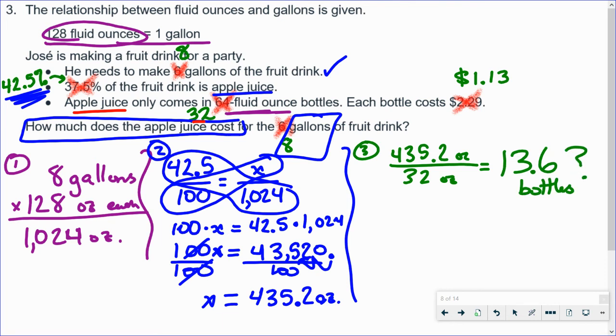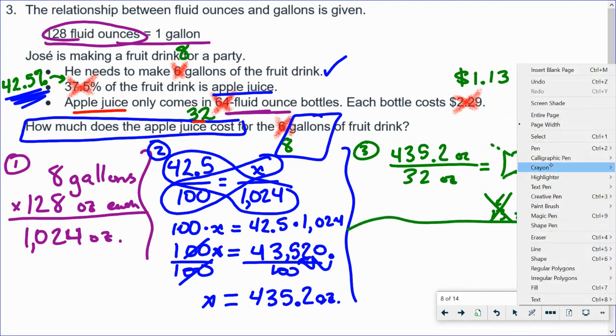Now I ask myself, is the store going to let me buy a part of a bottle? And the answer is no. So, should I round it down to 13 or up to 14? Well, 13 is not going to give me enough apple juice. I'm going to need 14 bottles. All right.